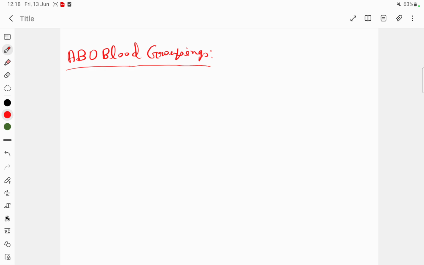According to Landsteiner's law, if a corresponding antigen is present in the RBC of a person, the same antibody should not be present in his plasma or serum. And if a person does not contain any corresponding antigen in the RBC, he must contain the corresponding antibody in the serum. So that is Landsteiner's law. Now, what is ABO?